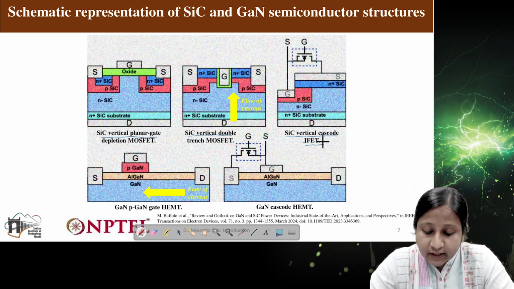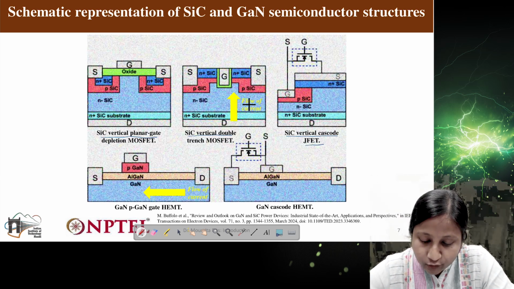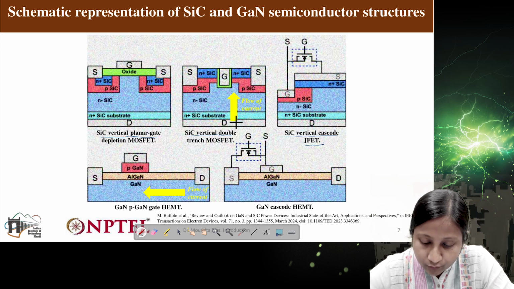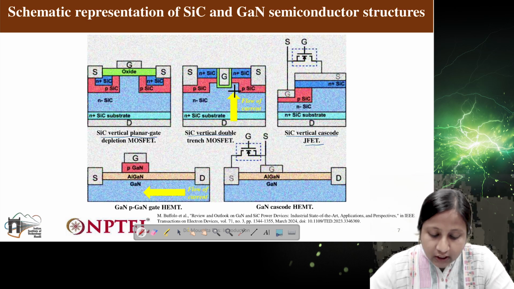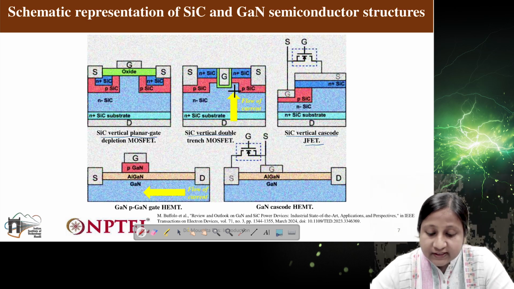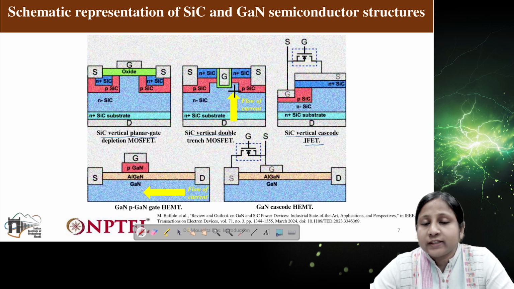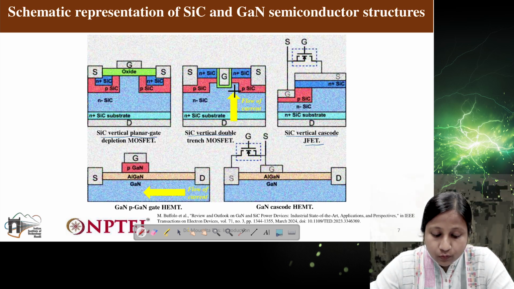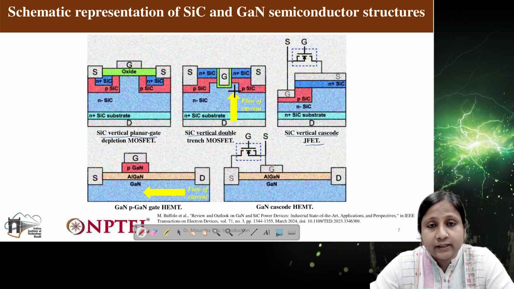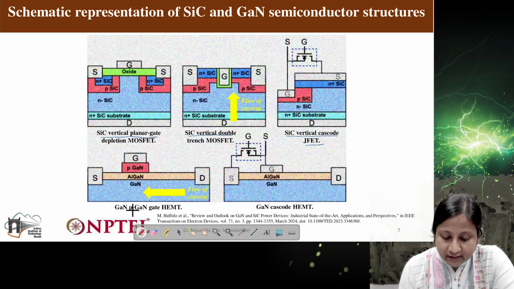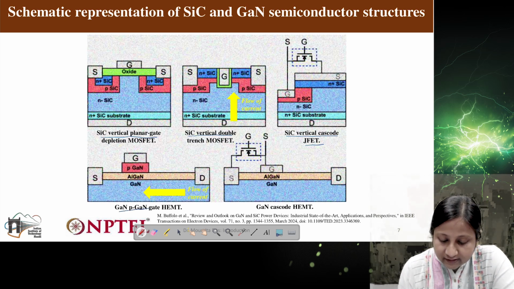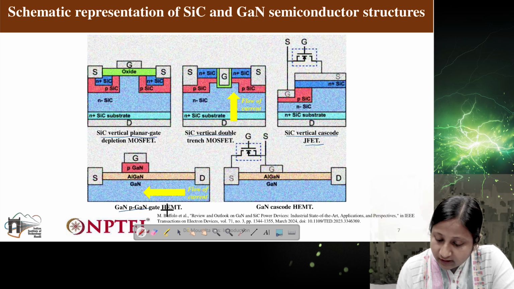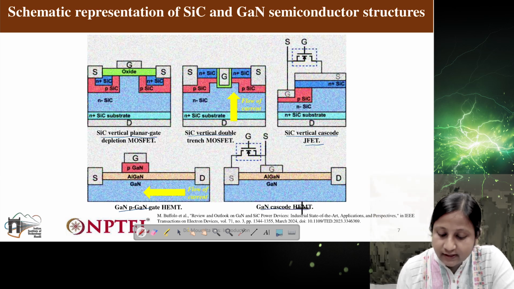You can see here the current flow direction for silicon carbide: the drain is at the bottom layer, and from the bottom layer the current goes upwards. This structure is quite similar to the silicon structure which you already know. Now in case of GaN, the structure is completely different. You can see here the P-GaN gate HEMT and then the GaN cascade HEMT.